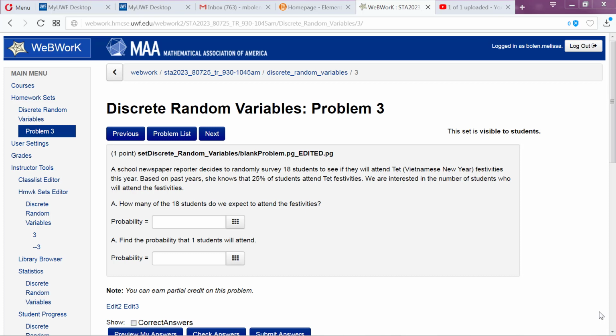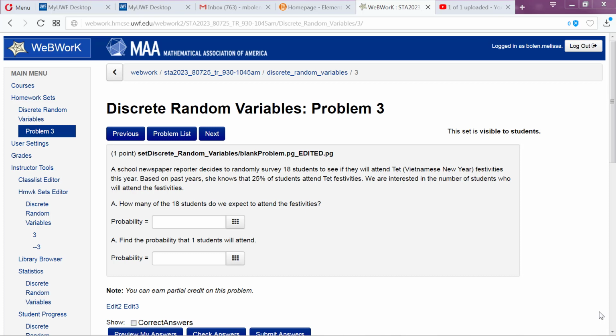Problem number 3 reads: a school newspaper reporter decides to randomly survey 18 students to see if they will attend Tet, a Vietnamese New Year festivities this year. Based on the past years, she knows that 25% of the students attend Tet festivals. We are interested in the number of students who will attend the festivals. Part A. How many of the 18 students do we expect to attend the festivities?